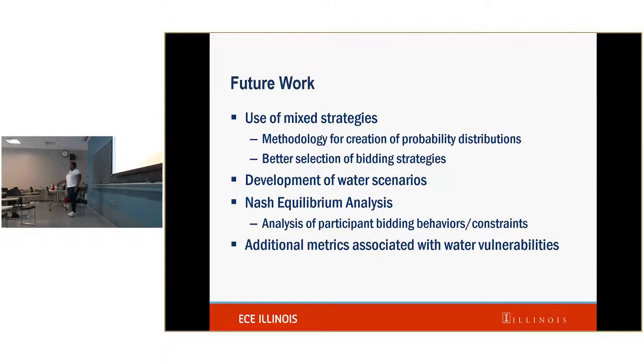Future work will be applying mixed strategies to the utility behavior, and from there, developing water scenarios. There are a few blanks in the EIA data, unfortunately. Some will say, I'm using coal, but I don't list which technology I'm using, whether open loop or closed loop. Even if they did provide that data, I could always play around and create scenarios based on what ratio of open loop and closed loop the grid is working with. That's currently what I'm working on, and then metrics associated with those behaviors and water vulnerabilities.